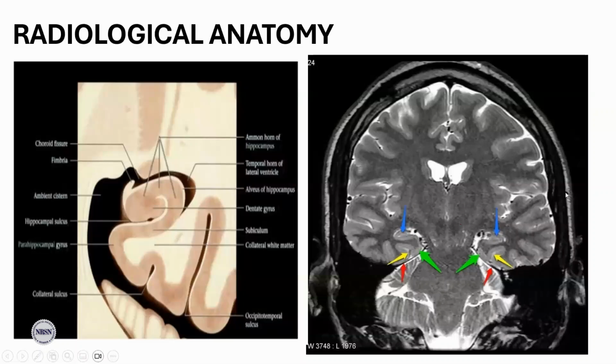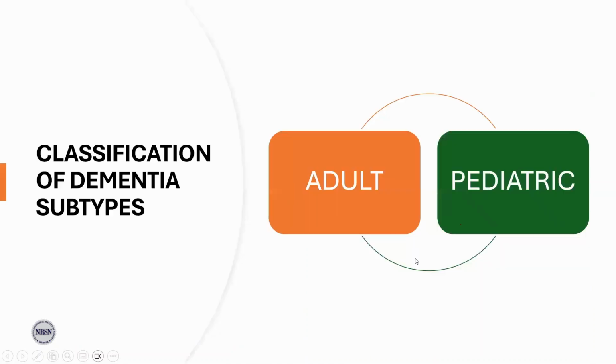So the image here is a T2 weighted coronal magnetic resonance image of the brain taken at the level of the lateral ventricle. The blue arrow here points to the hippocampus. The yellow arrow here points to the collateral sulcus, while the green arrow points to the parahippocampal gyrus. The red arrow here points to the tentorium cerebelli.